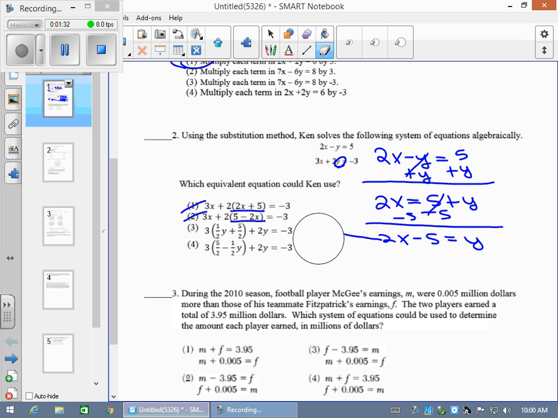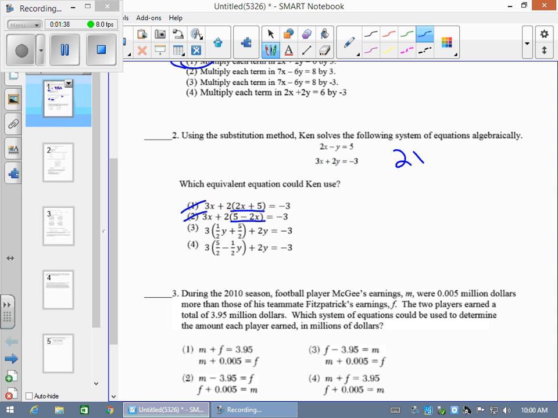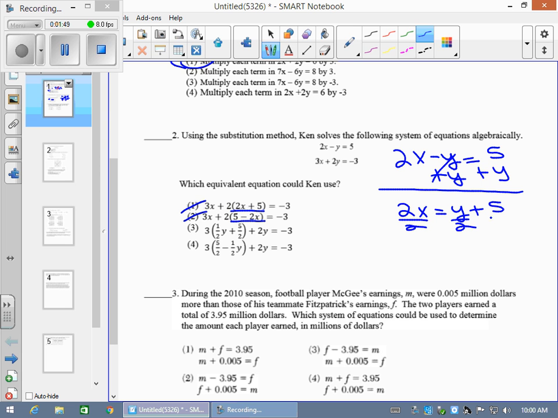Now I have to go back to the drawing board. I have to take my equation and solve it for x. So 2x equals y plus 5, and then divide by 2. x equals 1/2 y, or y divided by 2, plus 5 over 2.